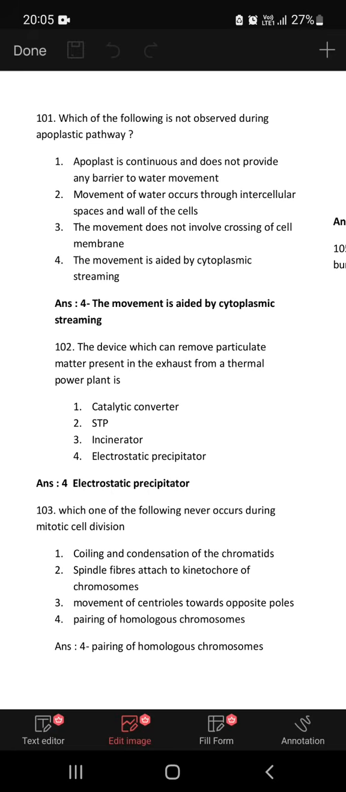Which one of the following never occurs during mitotic cell division? You can see that again it is a negative selection question. Coiling and condensation of the chromatids, spindle fibers attached to kinetochore of chromosomes, movement of centrioles towards opposite poles, pairing of homologous chromosomes. The incorrect statement here is pairing of homologous chromosomes, because it takes place during meiotic cell division and not during mitotic cell division.